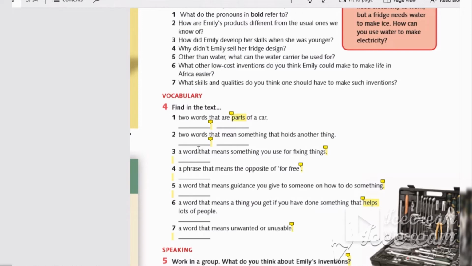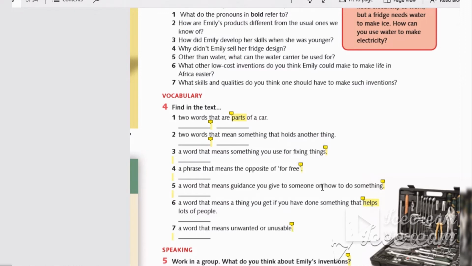Tire, wheel, إطار وعجل. Two words that mean something that you hold and that holds another thing. Okay, what is it? Carrier or container? Again, carrier or container. A word that means something you use to fix things. Tool. It is tool. A phrase that means the opposite of for free. For profit. Very good. For free, مجانا. For profit, to get money from it.